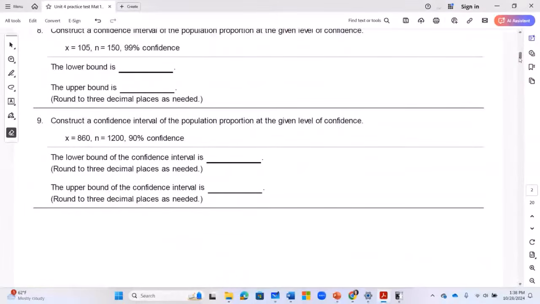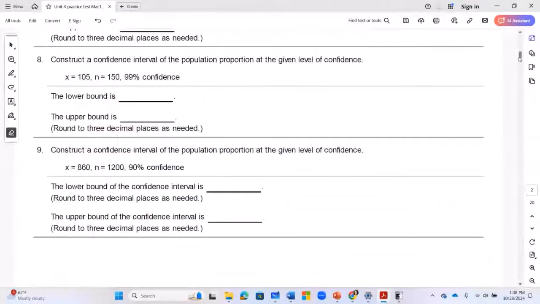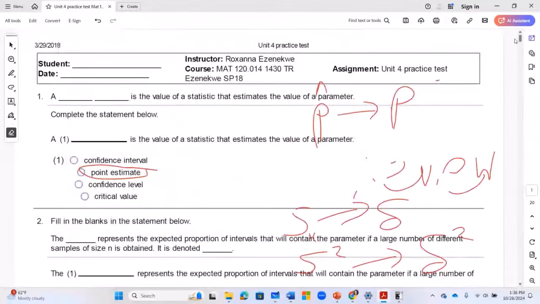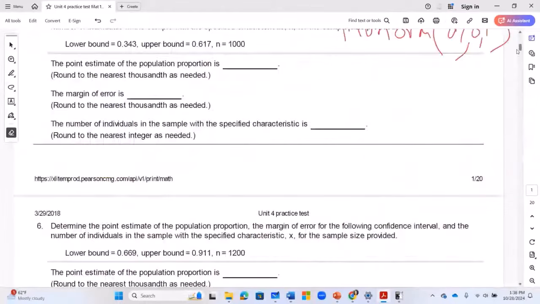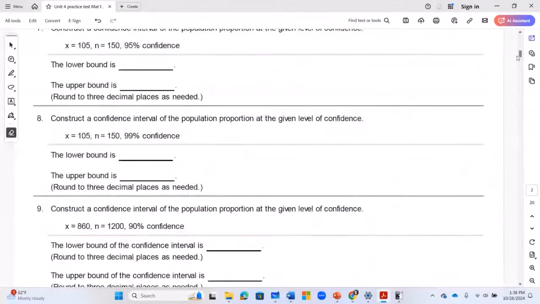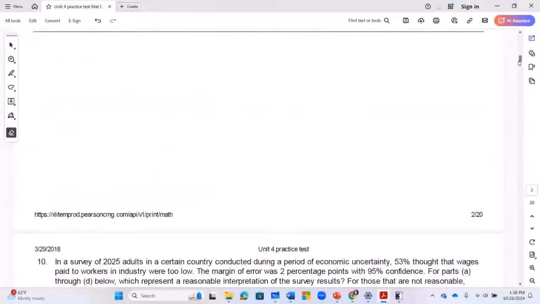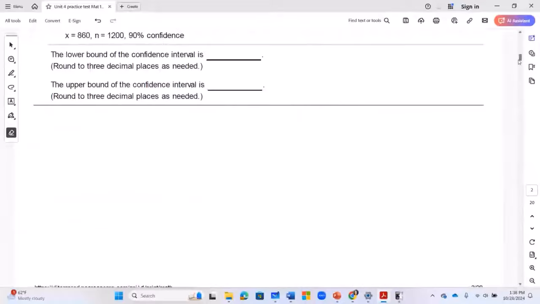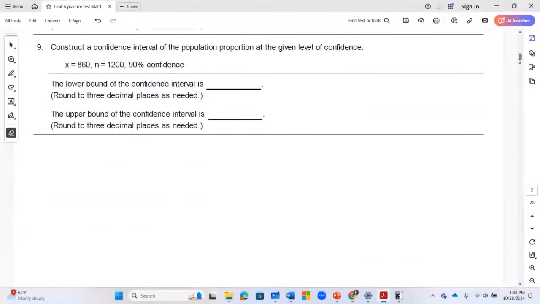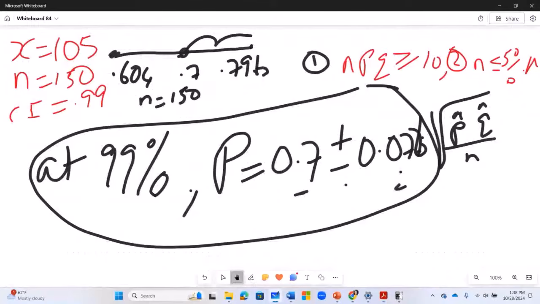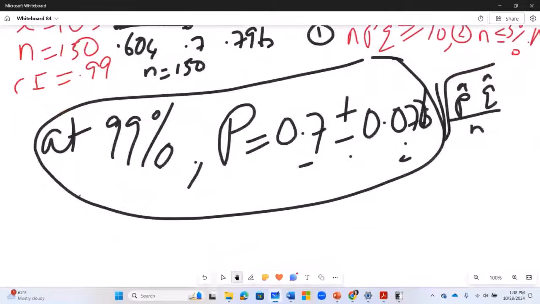Number 9, construct a confidence interval. Unit 4 practice test. So number 9, one last example for this: construct a confidence interval for proportion. You may be asked to write the equation, and if you want to write the equation, that's fine.